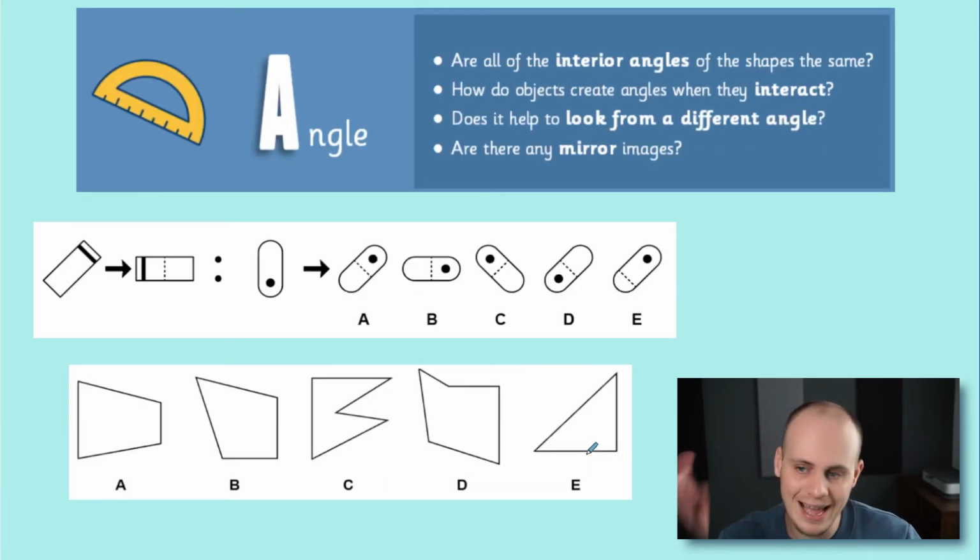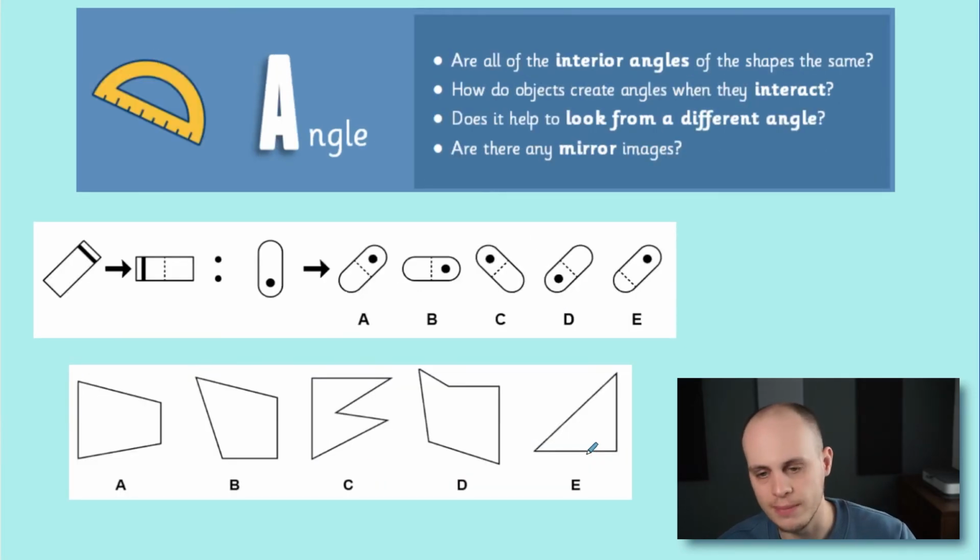Let's move on to the A. Angle is the next thing to think about. You've thought about shape. You've thought about color. Maybe you're still looking for something. Maybe it's angle. So here are some questions to ask yourself. Are all of the interior angles of the shapes the same? I'll come back to that one.